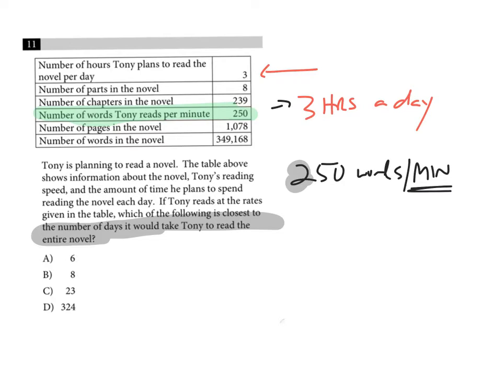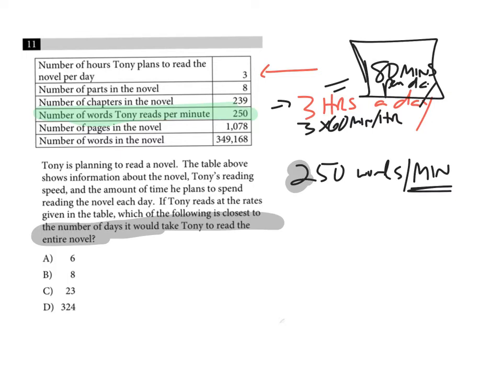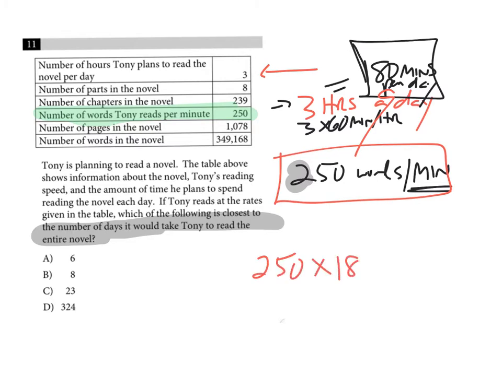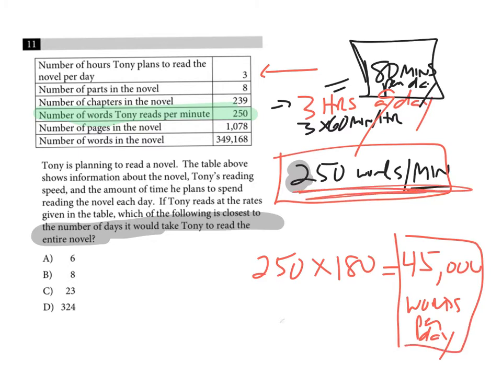So if he's going to be reading 3 hours a day, and there's 60 minutes per hour, basically he's going to be reading for 3 hours or 180 minutes per day. But since he reads 250 words a minute and he reads 180 minutes per day, I can take the 250 words per minute and multiply it by the 180 minutes per day, and that's going to give me the number of words per day that he reads. So he's going to be reading 45,000 words per day.